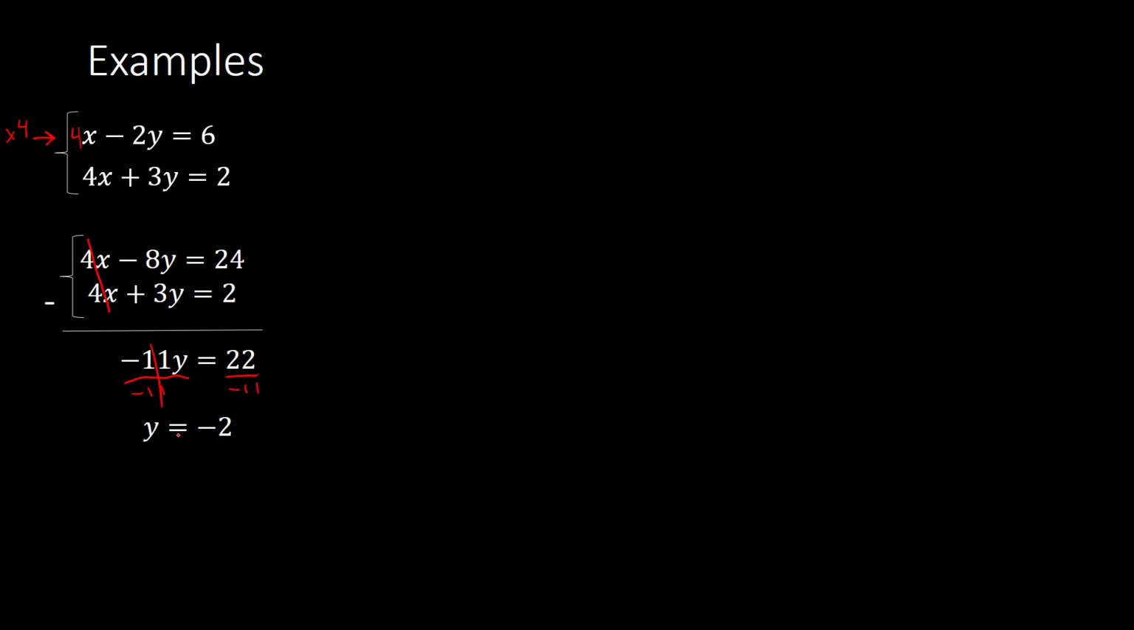I've solved for y. Now I need to figure out what x is. It does not matter which equation I use, but let's use this first one right here. So instead of x minus 2y equals 6, what I have is x minus 2 times negative 2 equals 6. So I just replace this y with a negative 2. Negative 2 times negative 2 is a 4. And then what plus 4 equals 6? Well, that's going to be 2. So now we've solved. X is 2, y is negative 2.